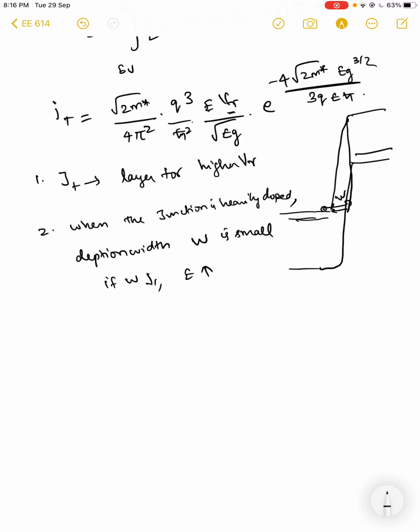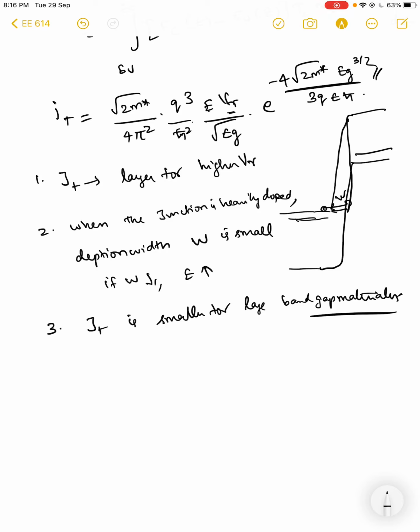And it is also inversely related to the band gap. You can see it coming in e power minus Eg power 3 by 2, right? So JT is smaller for large band gap materials. Which is obvious, right? The wider the band gap, the taller and the wider the barrier the electron has to tunnel through, so a smaller tunneling current, right? So basically, you will have much stronger tunneling current in small band gap materials like germanium, and then weaker tunneling currents in silicon and gallium nitride, and so on and so forth.